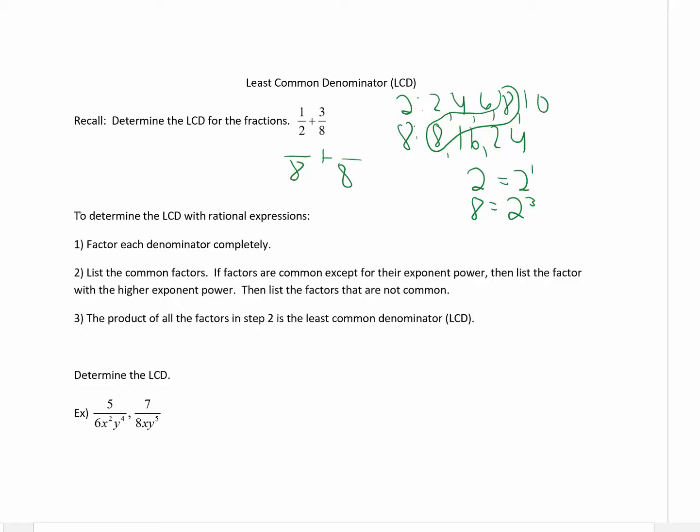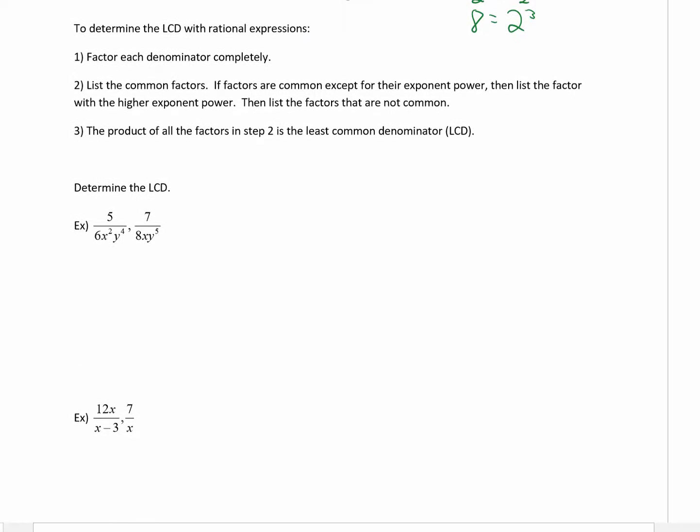So to determine the LCD with rational expressions, we're going to factor each denominator completely, list the common factors. If factors are common except for their exponent power, then list the factor with the higher exponent power, then list the factors that are not in common. The product of all factors in step 2 is the least common denominator.